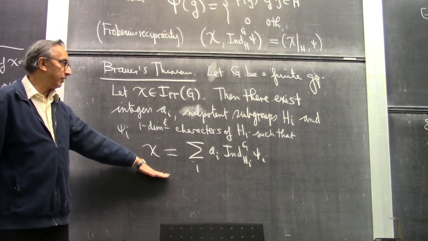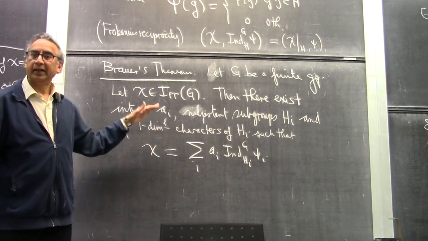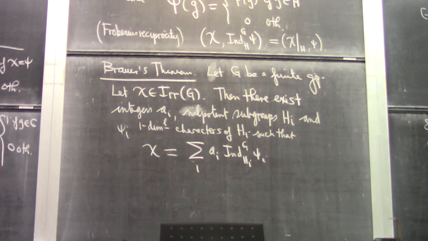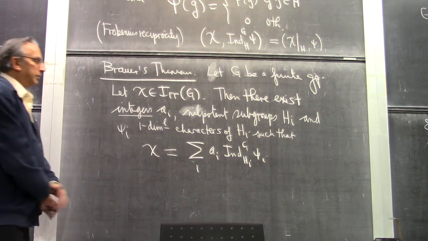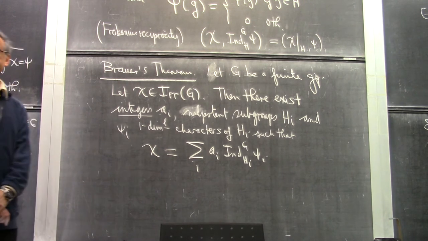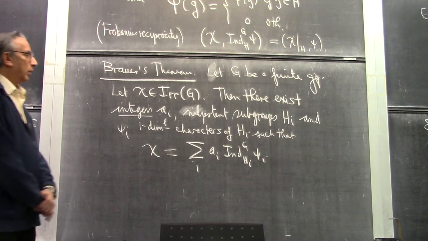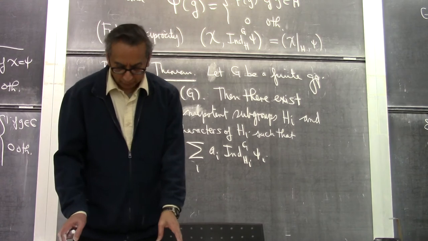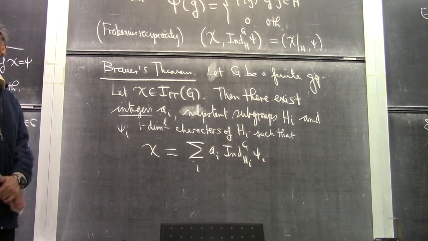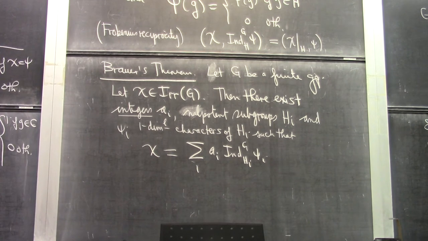Such that every irreducible character, and by linearity every character of G, can be written as an integer linear combination of inductions from H_i to G of psi_i, where the psi_i are one-dimensional characters. Now, contrary to public opinion, I mean, it's a limited public anyway, contrary to public opinion, you actually don't need Brauer's theorem to discuss the Chebotarev density theorem.